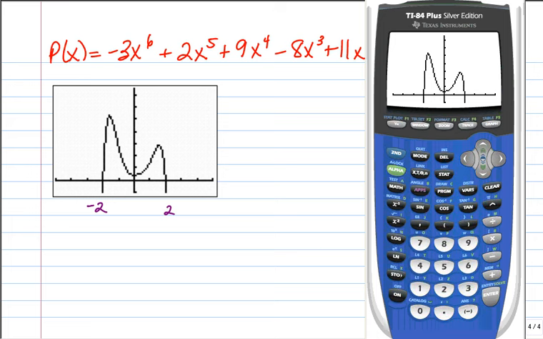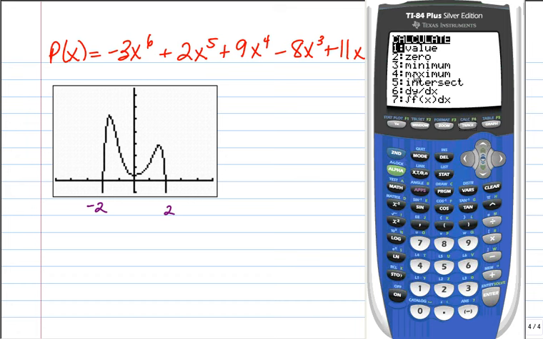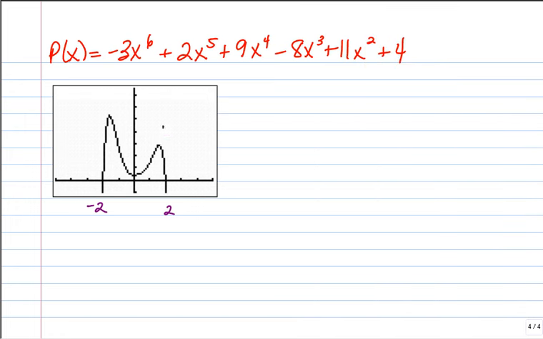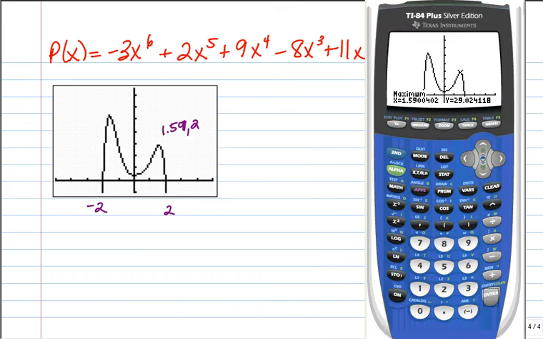And we need to figure out those turning points. So if we do second and trace, they're both maximum, so we would choose number 4. And notice our left bound is at 0, 4, so let's do this one to the right first. So we'll do the left of that point, and then go to the right of it, and then guess. So what is that? 1.59, 29.02.